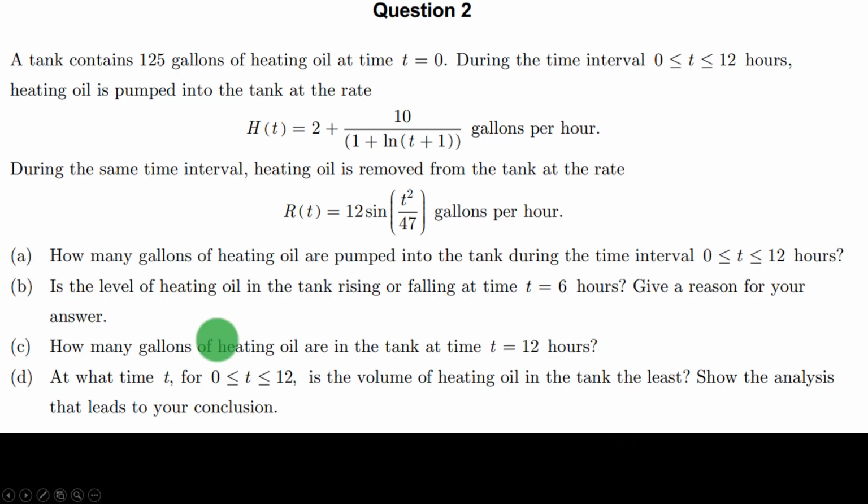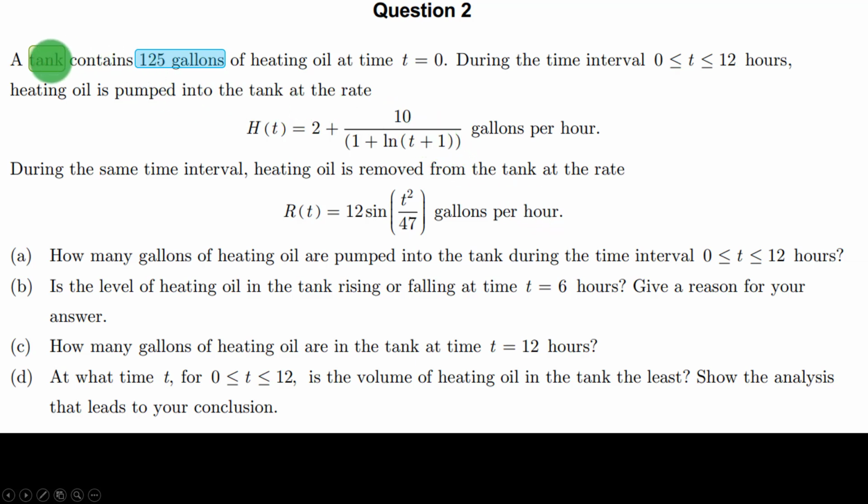Question 2. A tank contains 125 gallons of heating oil at time 0. During the time interval 0 to 12, heating oil is pumped into the tank at the rate given, in gallons per hour. During the same time interval, heating oil is removed from the tank at the rate given, in gallons per hour.